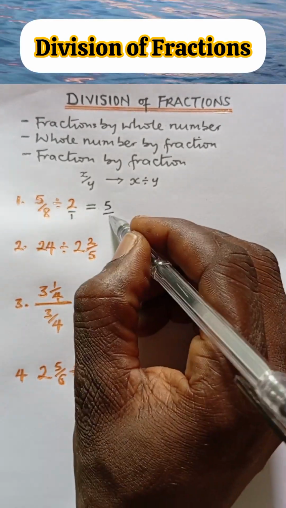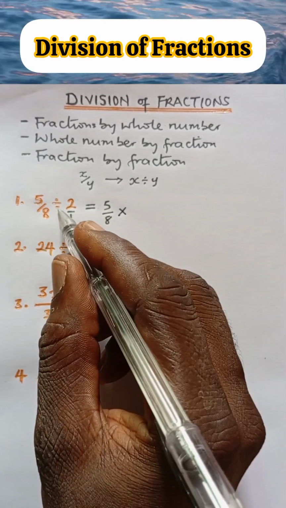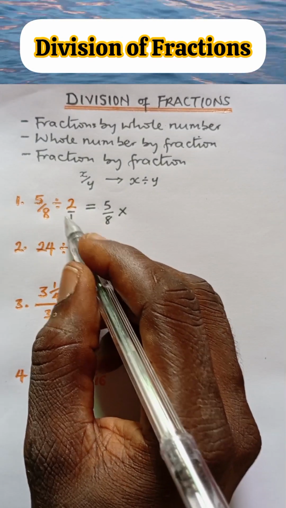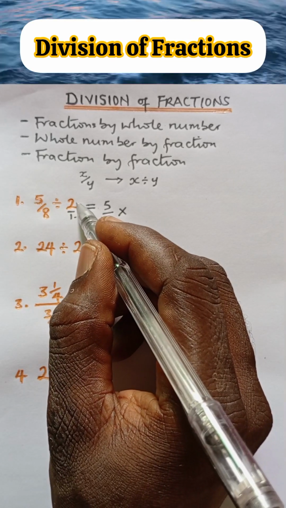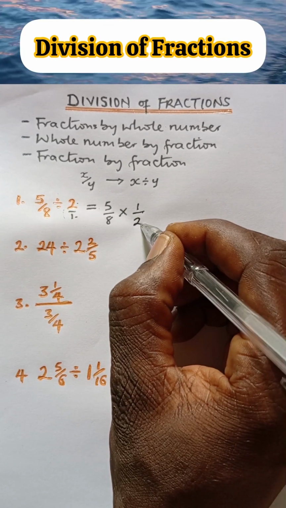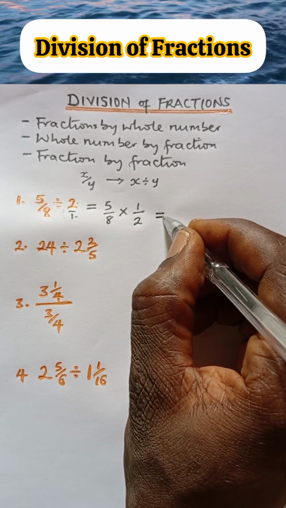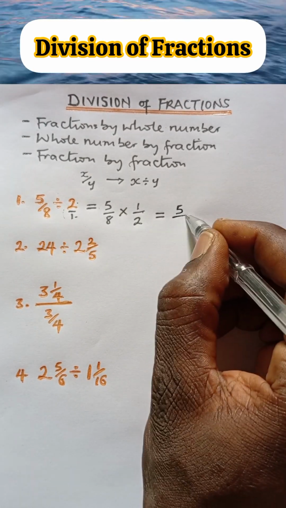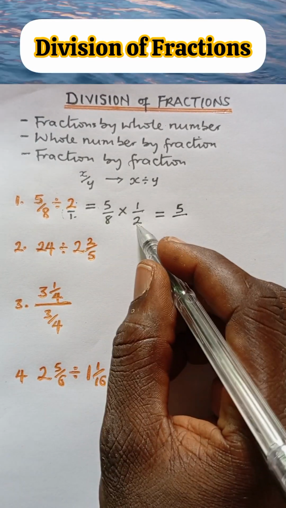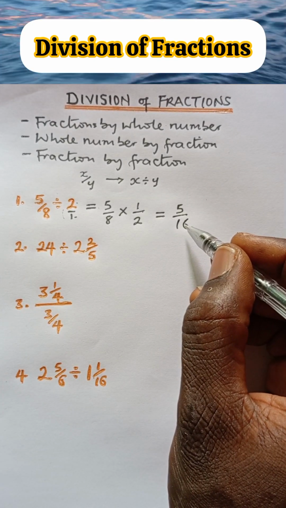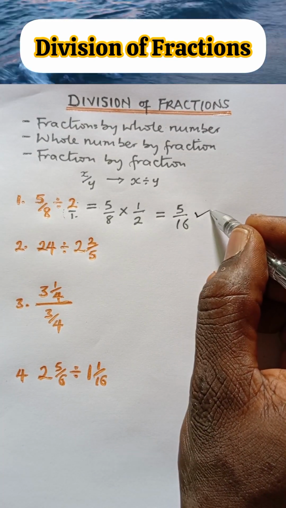We have 5 over 8 times. Now the division sign has changed to multiplication, and when this happens, this fraction will invert. 1 goes up and the numerator comes down. So we have it as 1 over 2. At this point, we are going to multiply the numerators: 5 times 1 is 5, and then the denominators: 8 times 2 gives us 16. At this point, we cannot divide further, and this becomes the answer.